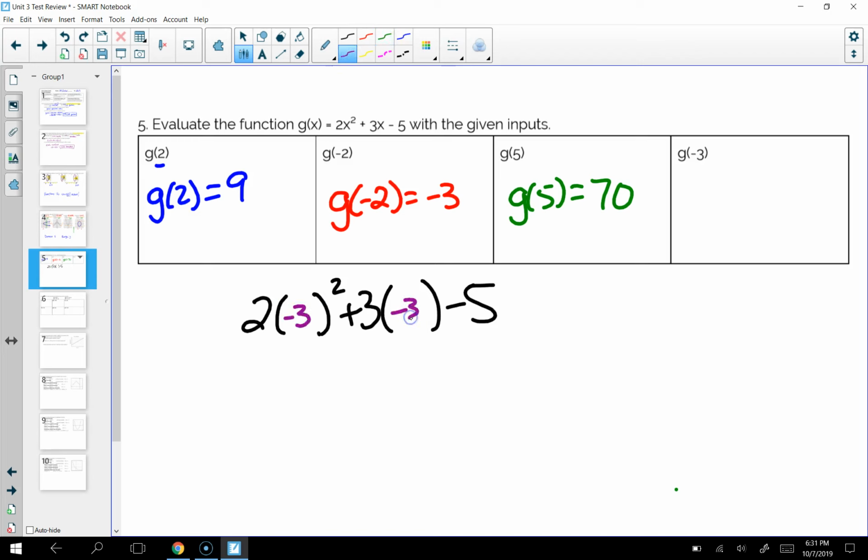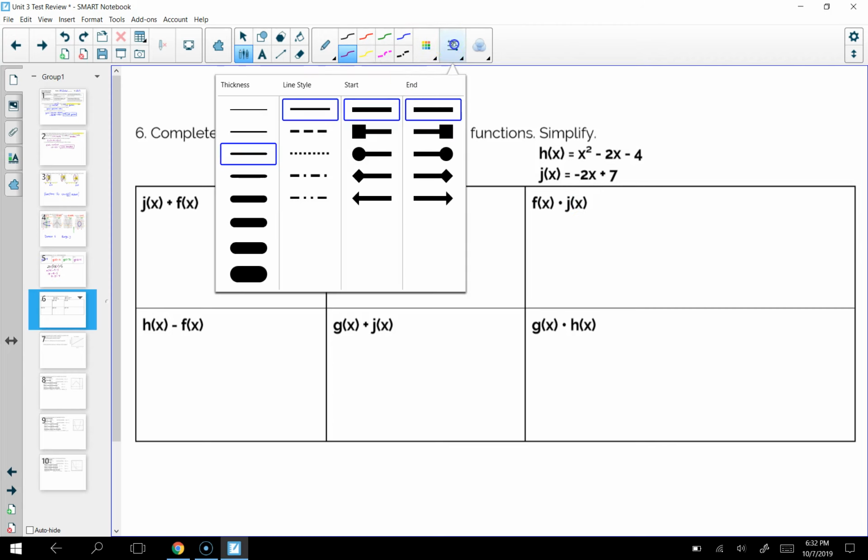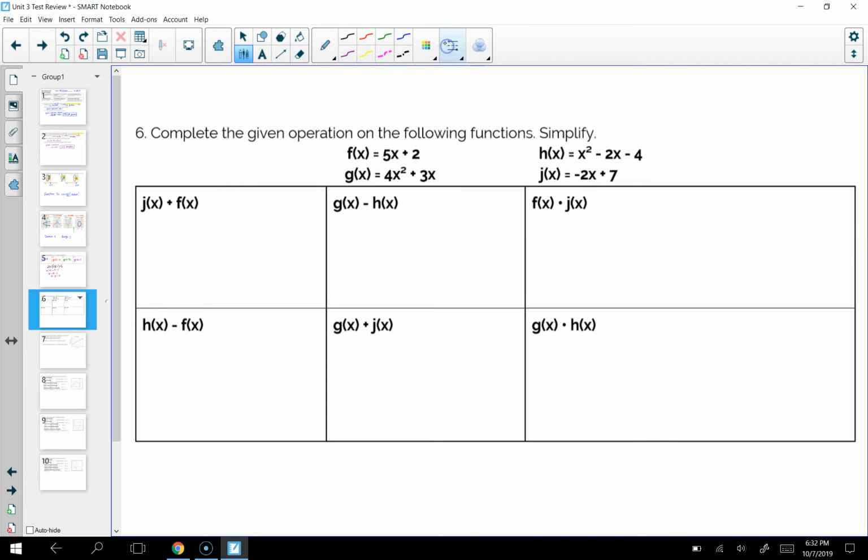Alright, moving on. Complete the given operations on the following functions and simplify. Okay, so we have F, G, excuse me, H, and J. So, let's make this thin marker.